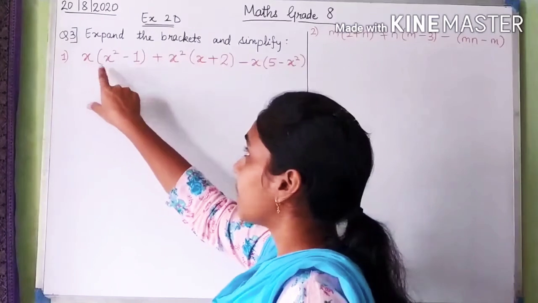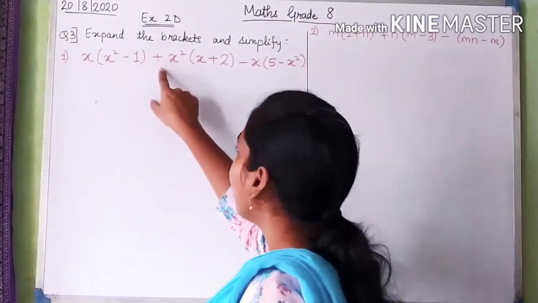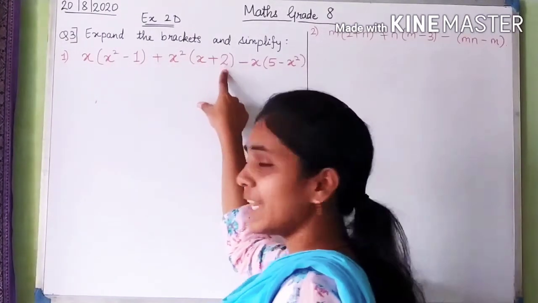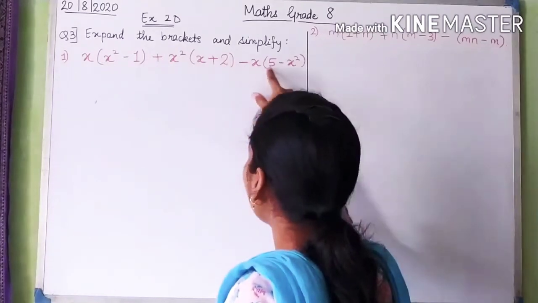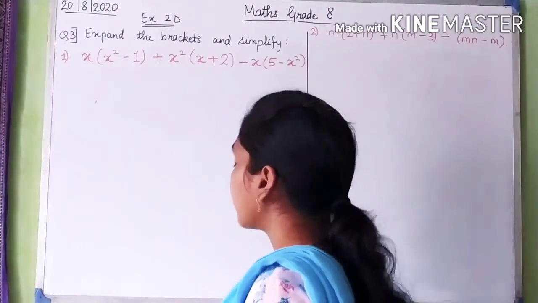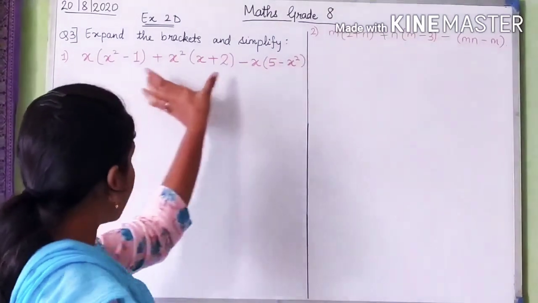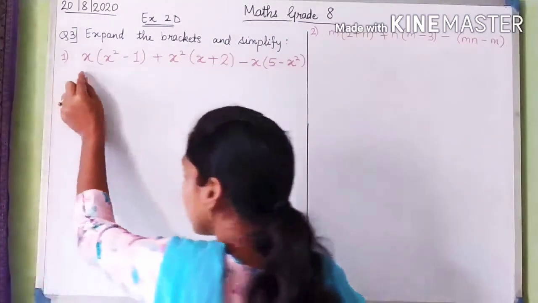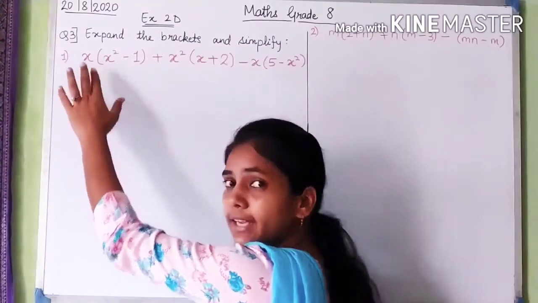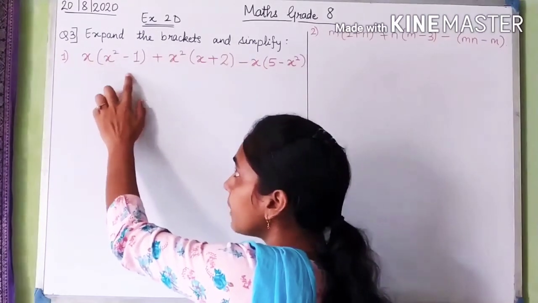So it is x multiplied by (x square minus 1), plus x square multiplied by (x plus 2), minus x multiplied by (5 minus x square). Okay. So as I told you, what do we do to expand the brackets? We multiply whatever is outside the bracket to each term inside the bracket.